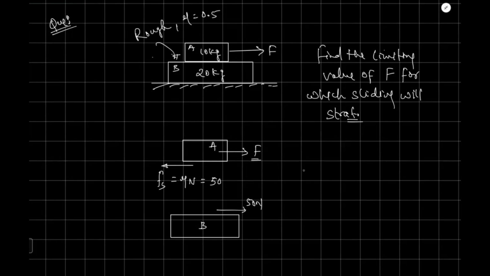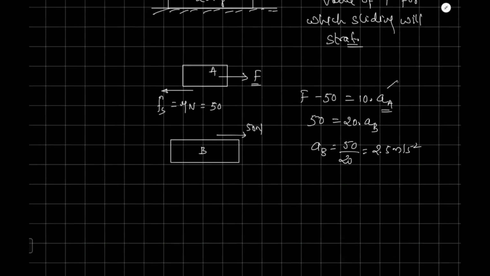Okay. So what happened? F minus 50 is equal to mass of A into acceleration of A. Similarly, you will see for object B. So what will be there? 50 is equal to mass of B, that is 20, into acceleration of B, right? And we know acceleration of A and B should be equal for the limiting case. So acceleration of B is equal to 50 by 20, that is 2.5 meter per second square. So acceleration of A should also be the same in that case, right? So I can say F minus 50 is equal to 10 into 2.5. So we'll get F is equal to 75 Newton.